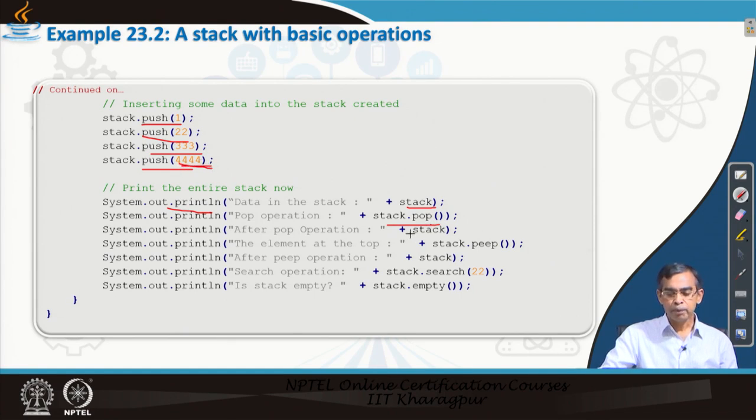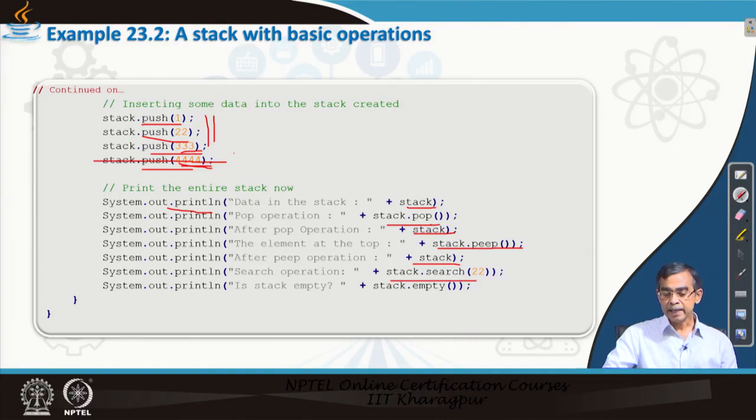Now, after the pop operation, if you print it, you can see that it prints this stack, because the pop operation removes this element permanently. Then stack peep, as you can see, returns this one; peep gives the topmost element, and if you print the stack again, you will see it remains the same. So, peep will simply read the topmost element, but not remove it.